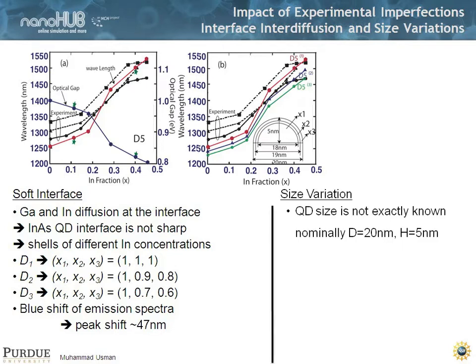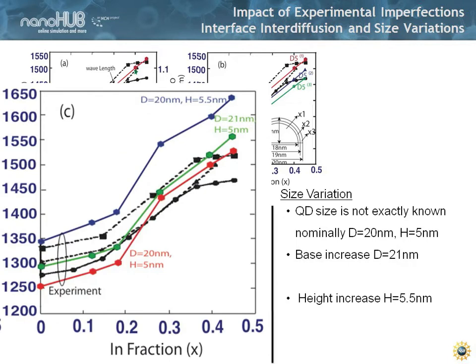The next thing you can say is, well, you don't know what the size of these dots are exactly. Would you come to the same conclusions if the dot size would change? Normally we had assumed a diameter of 20 and a height of 5 nanometers. So we're going to do a case where we raise the base size to 21 nanometers and the height to 5.5 nanometers. Red was the previous case we had all along. If we make the diameter larger to 21, we get a small increase. And if we make the height bigger, we get a much larger increase.